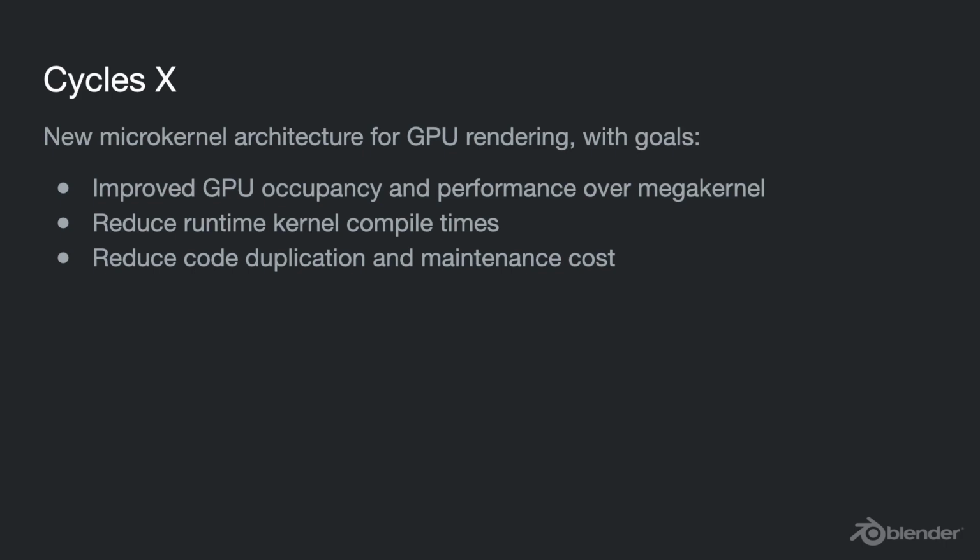The basic idea was to create a new microkernel architecture. For some GPUs, we were still using a megakernel. For others, we also had microkernels, but not quite the same as we do now. CPU rendering was again a bit different, and all of this wasn't really ideal in terms of performance and maintenance. And so the goal of the new microkernel architecture was to improve GPU occupancy and performance over the old megakernel, to reduce compilation times, which can be quite high if you put everything in a single kernel, and also to remove code duplication between different devices and to reduce the maintenance cost over time, so that we can more easily add more features and optimizations in the future.